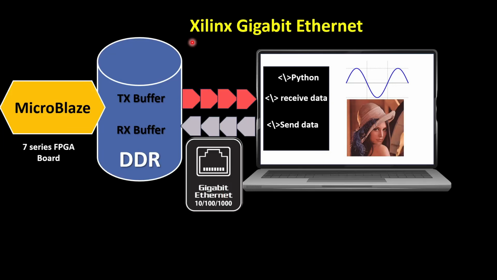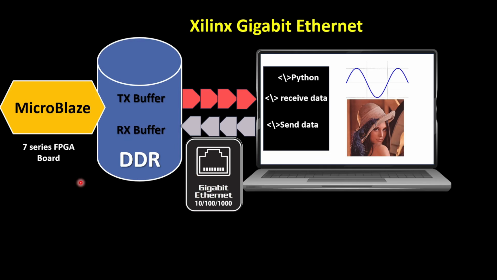In today's video, we are going to talk about the Xilinx Gigabit Ethernet. So consider this scenario. You have some source of the data, like an analog to digital converter or camera, that is writing into this TX buffer in the DDR memory, and your target is to transfer those data to your host machine for the visualization or for further processing. Or you have some data in your host machine and you want to send it into your embedded system. And you are also targeting to use the Gigabit Ethernet standard as the interface protocol.